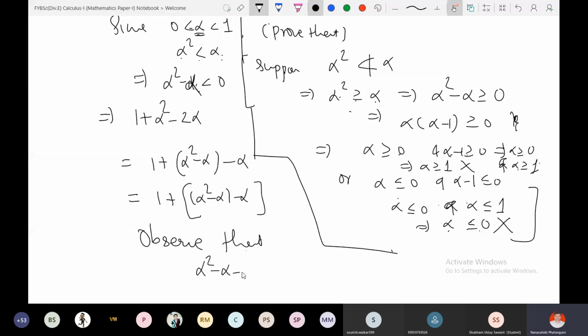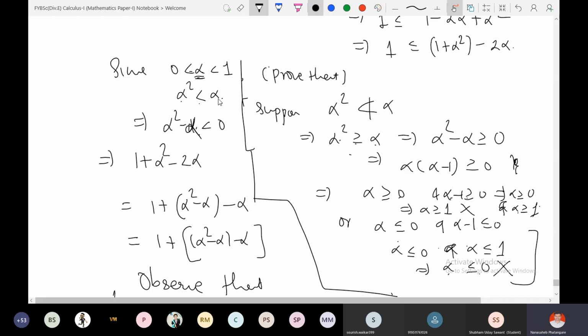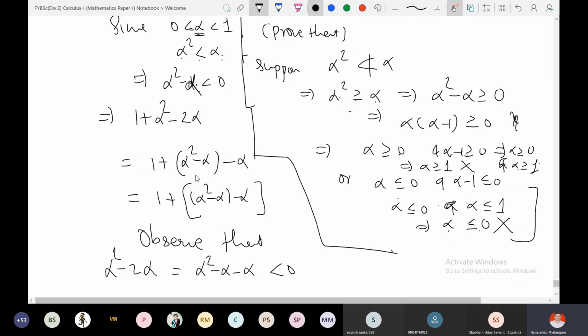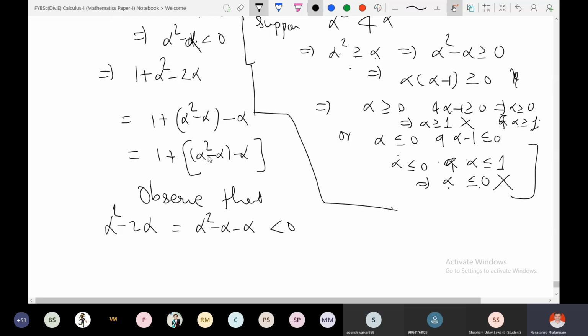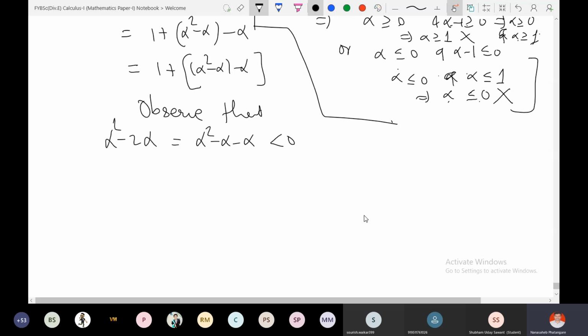Observe that alpha square minus alpha, which is alpha square minus 2 alpha, is negative. This is clear because my alpha is less than 1, so alpha square is less than alpha, so alpha square minus alpha is negative, and therefore 1 plus alpha square minus 2 alpha I can write in this way, and so ultimately I get that this bracket is negative. Bracket is negative means alpha square minus 2 alpha is negative. Therefore, 1 plus alpha square minus 2 alpha, what can we say about this quantity?